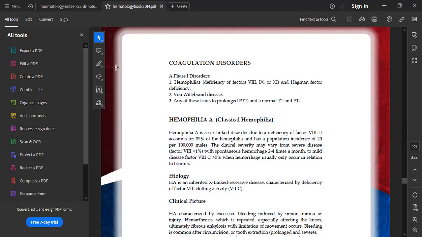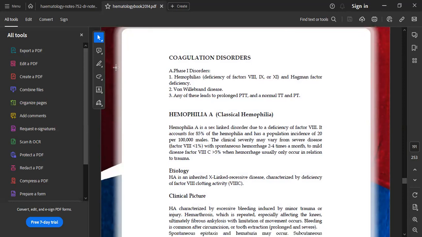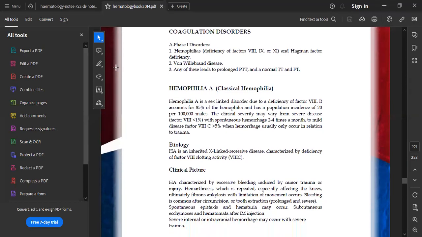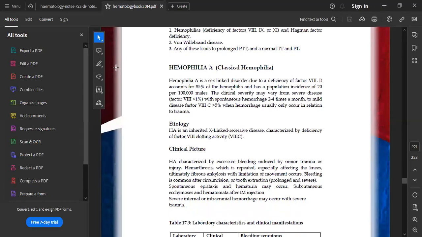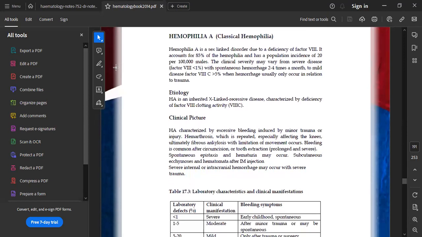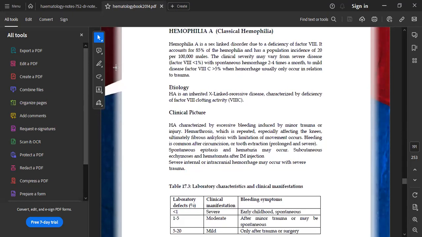Another coagulation disorder is hemophilia A or B, or just hemophilia. There are a few different types. Hemophilia A is a sex-linked disorder due to deficiency of factor 8. It is more common in males, and it is linked to the X chromosome. So patients present with excessive bleeding.